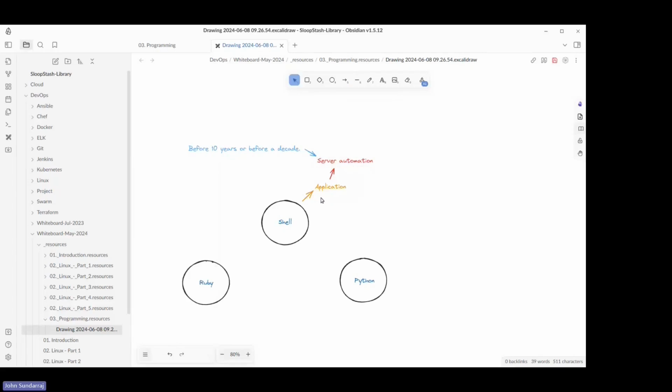You just needed to rely upon shell scripting. Many times we learn shell scripting, but the practical application of shell scripting is to do server automation. That's the practical purpose. So that's the story from before a decade, but now it has changed. We have lots of sophisticated tools that help you accomplish that.